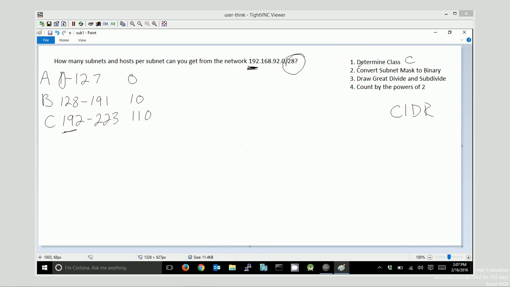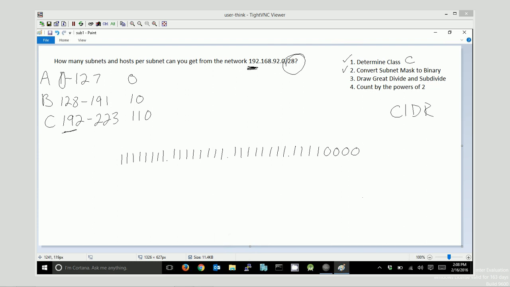Since we've determined this is a class C, because 192 is right here, the next thing we are going to do is convert the subnet mask to binary. In this case, it is in CIDR notation, so I'm going to draw out 28 of the 32 bits as ones. 1, 2, 3, 4, 5, 6, 7, 8, 9, 10, 11, 12, 13, 14, 15, 16, 17, 18, 19, 20, 21, 22, 23, 24, still not there yet, 25, 26, 27, 28, and then the last four will be zeros. No major math yet.